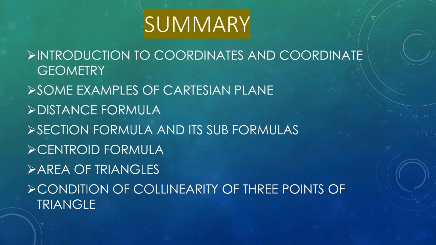Now let us quickly look at the summary of the chapter. Firstly, we saw the introduction to coordinates and coordinate geometry, some examples of the Cartesian plane, distance formula, then we saw the section formula and its sub-formulas, then the centroid formula, then area of triangles, and finally the condition of collinearity of 3 points of a triangle.